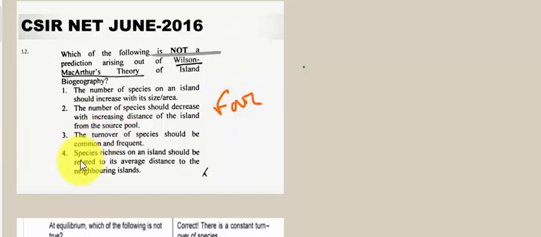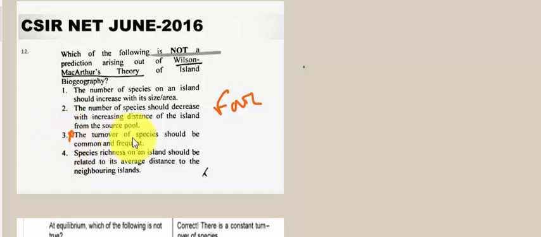Then the fourth point is the species richness on an island should be related to its average distance to the neighboring island. This is also a true statement. The third statement is the total number of species should be common and frequent. So this one is the wrong statement.